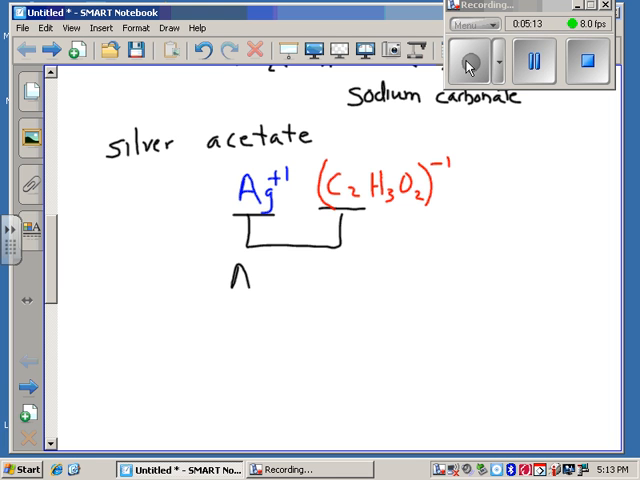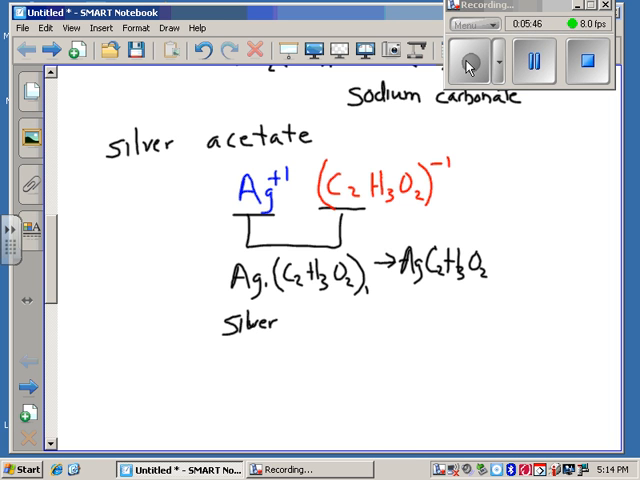We can go ahead and just write the formula. Silver, one atom, polyatomic ion, C2H3O2, and just one of those. Again, in cleaning up, they're going to go ahead and just put silver, drop that one, drop the parentheses and put C2H3O2. When you're saying this name, it's just going to be called silver, S-I-L-V-E-R, acetate, A-C-E-T-A-T-E, silver acetate.